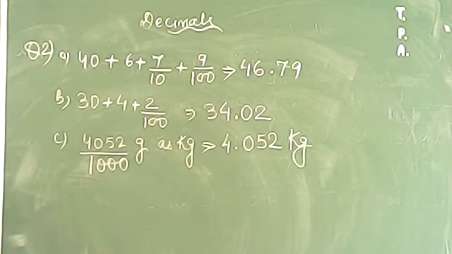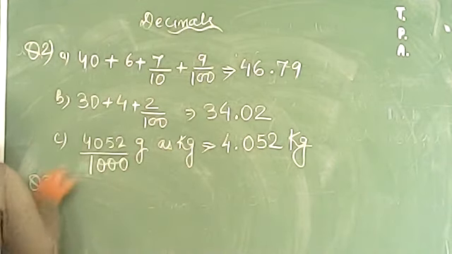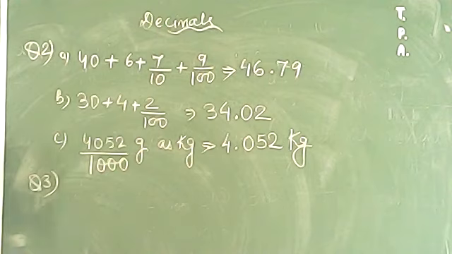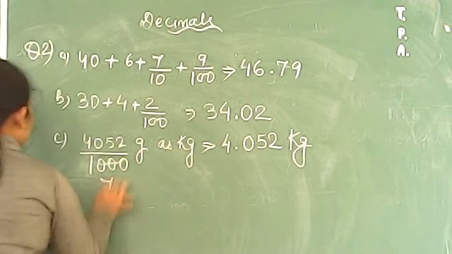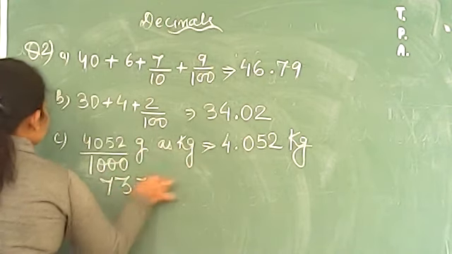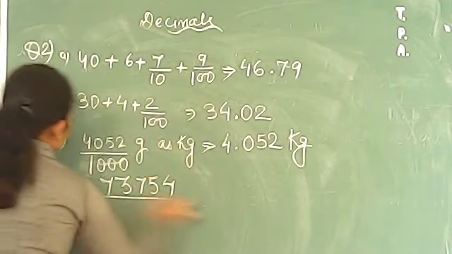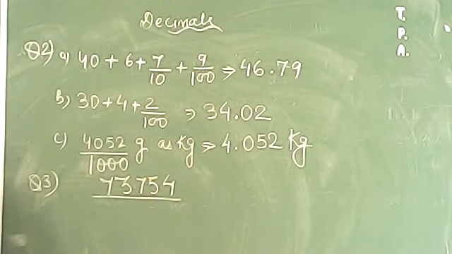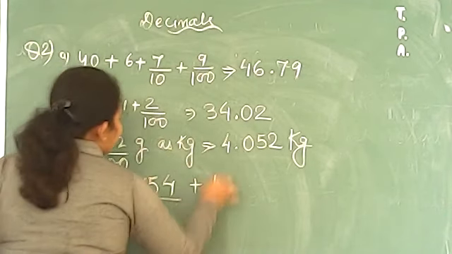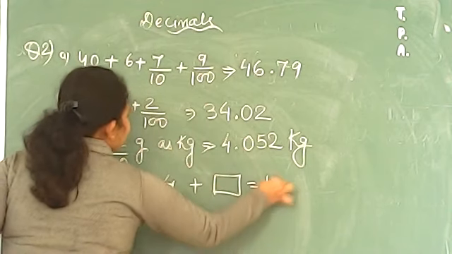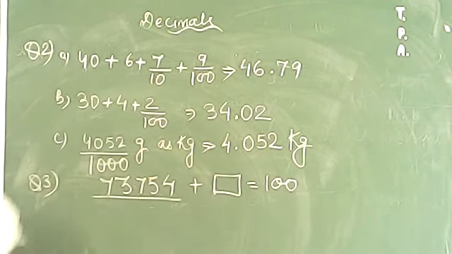Now question number 3 is telling here: you have this number 73.754, and it is asking हम इसको कितना increase करें. ठीक है, कि आपको जो नंबर मिले आंसर वो आना चाहिए 100. ठीक है, how much we increase so that we can get 100 as an answer.